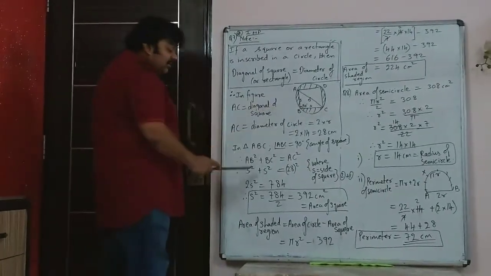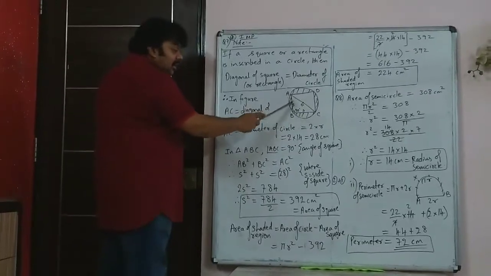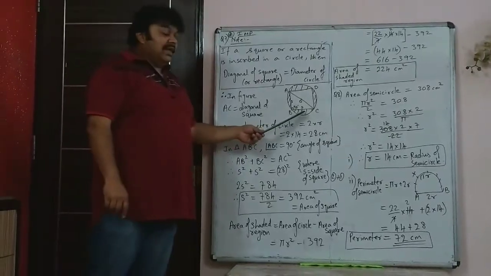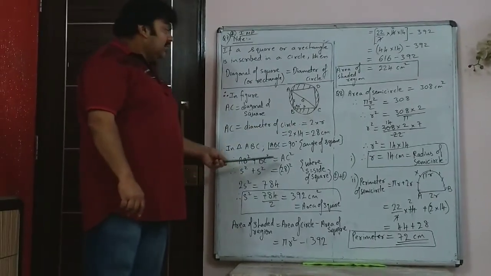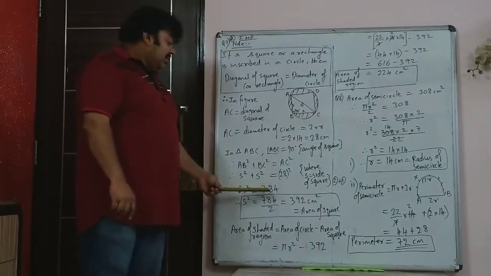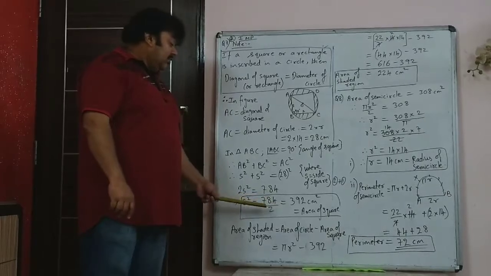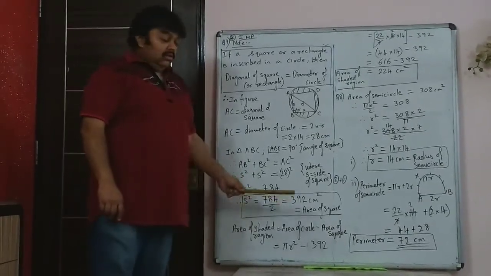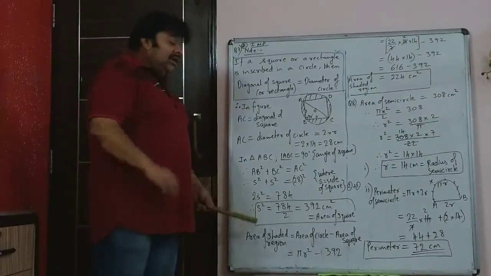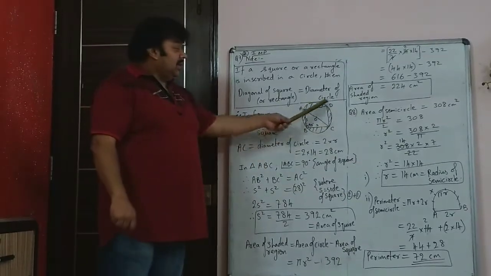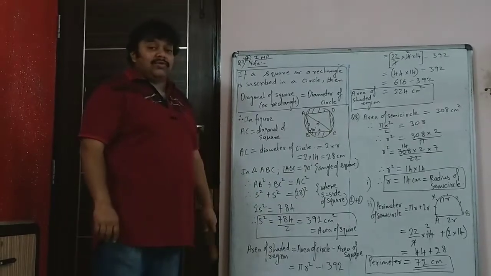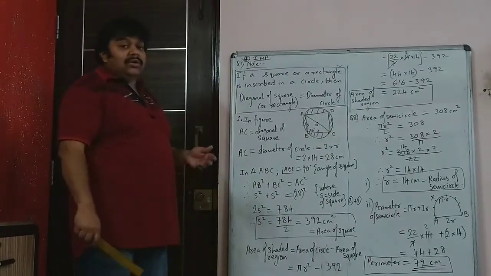So in order to find side of the square we are using Pythagoras theorem. AB and BC are both same, it's a square, so all sides are equal. So we have taken it as s, s squared plus s squared is 28 squared. 2s squared is 784. So s squared is 784 by 2, 392 centimeters squared. So then don't find s because we needed s squared actually. That is the area of the square itself. So we have directly got s squared. This is the area of the square. No need of finding the square root and what is s.